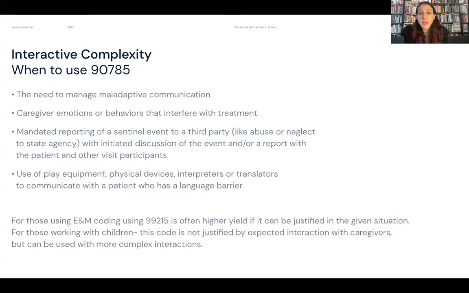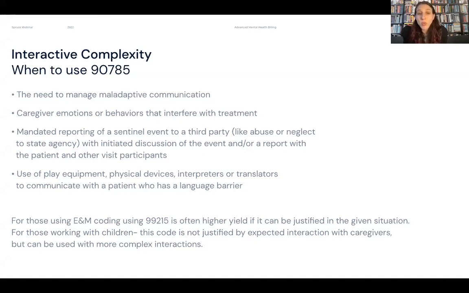And at the end here, I've noted again, in terms of E&M coding, moving to a 99215 is often a higher yield if it can be justified in the given situation. So using interactive complexity may not be for a psychiatrist or a nurse practitioner the best possibility, but it is a very useful code for people who are primarily billing psychotherapy codes.